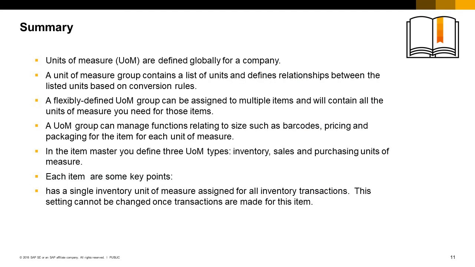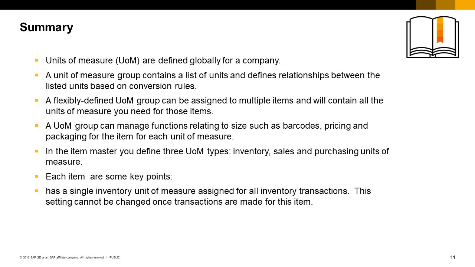Units of measure, UOM, are defined globally for a company. A unit of measure group contains a list of units of measurement and defines relationships between the listed units of measurement based on conversion rules. When you create an item master data record, you assign a unit of measurement group. A flexibly defined unit of measure group can be assigned to multiple items and will contain all the relevant units of measure that you need for these items.